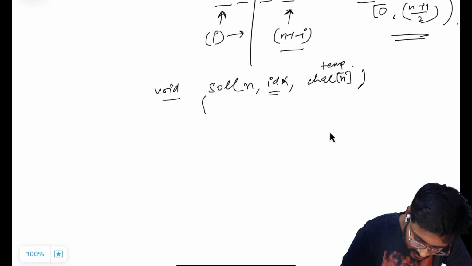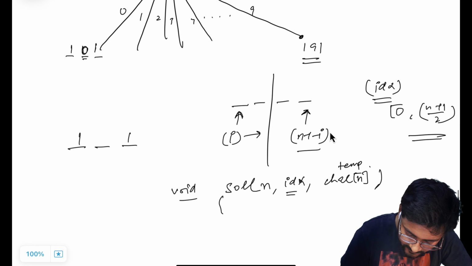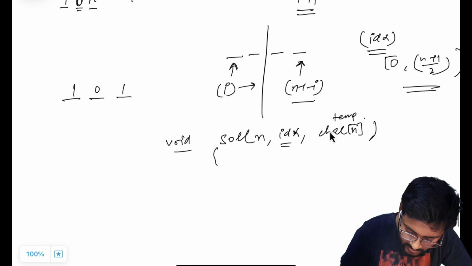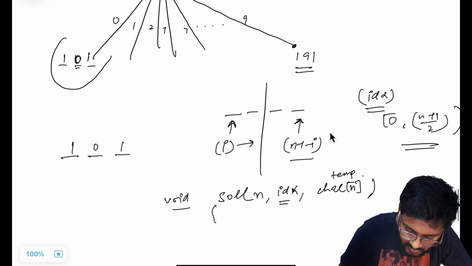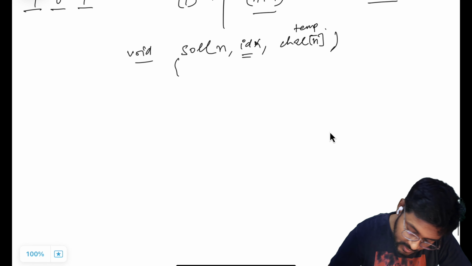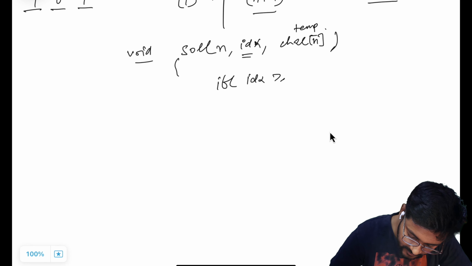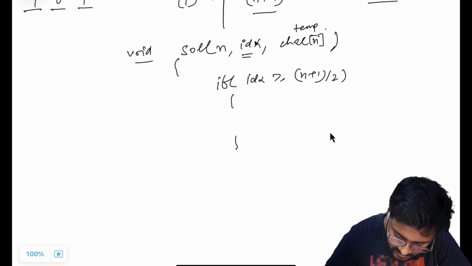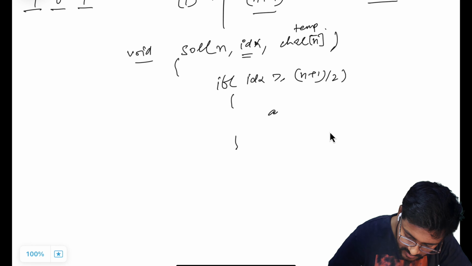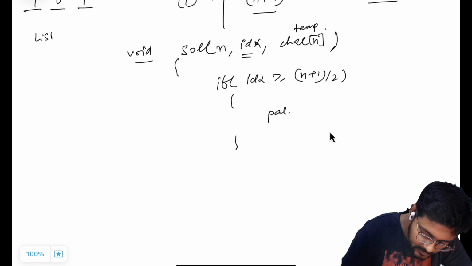What is my base case? Let's say for n equals 3, I have filled 1 1 at index 0, and then I have filled 0 at index 1. After that, I'm not doing anything, so just return it and capture it. So the base case will be: if idx is greater than or equal to (n plus 1) divided by 2, just capture it. Let's say I capture into palindromes. Palindromes is a list of strings, each a palindrome.